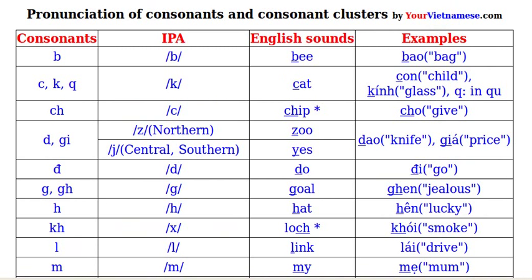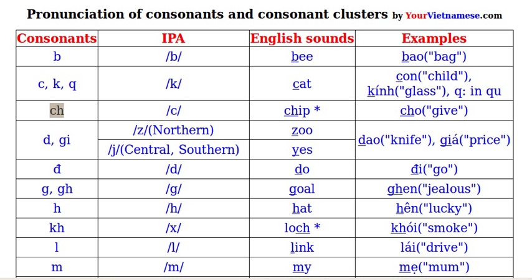Now we start with the first consonant, B. B as in B. An example is bao, which means back. The next three consonants are all pronounced as K, as in cat. Example is con, ken. The Q usually only appears in the QU cluster, so we come to that later.